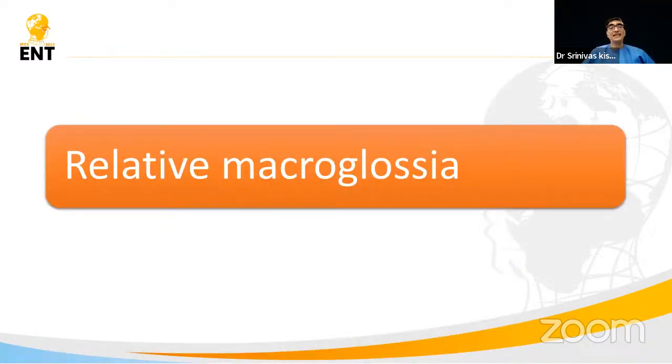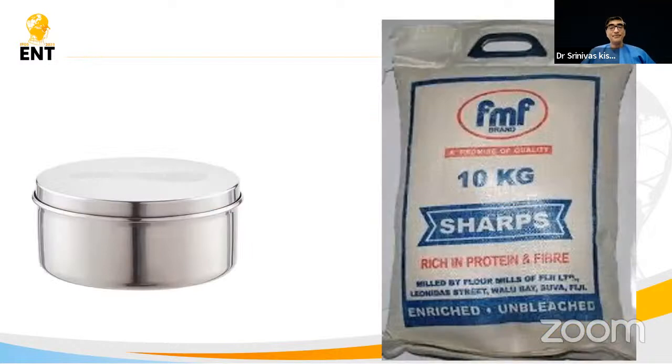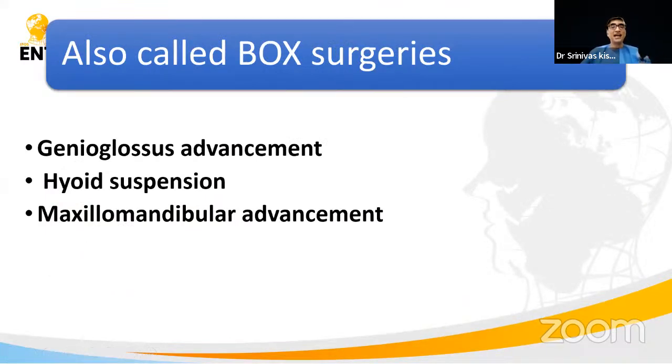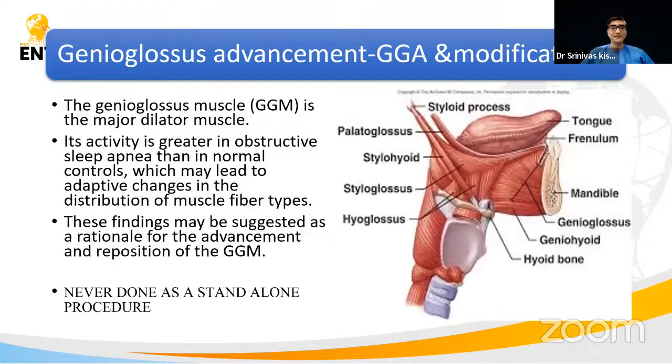So how do you tackle relative macroglossia? Please remember, in relative macroglossia, the soft tissue component is the same as in a normal person, but the bony component is less. So you have to fit this into this, so the box has to be made bigger. These procedures are called box procedures. So what are all the box procedures? Genioglossus advancement, hyoid suspension, and last but not the least, the heavyweight champion, the maxillomandibular advancement.